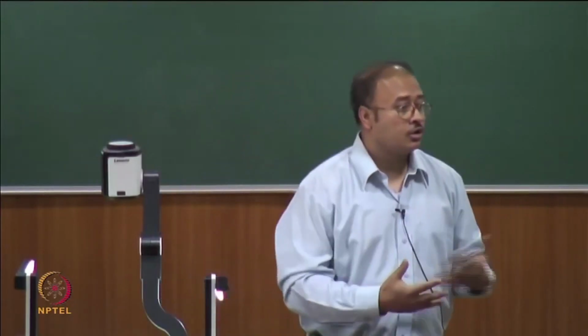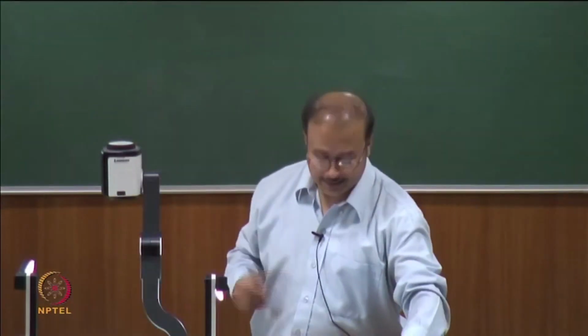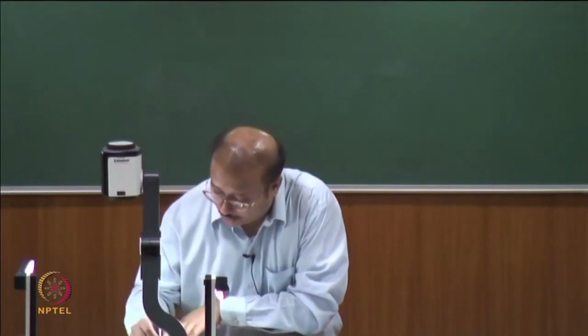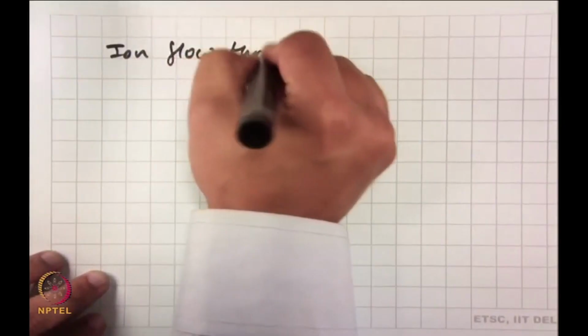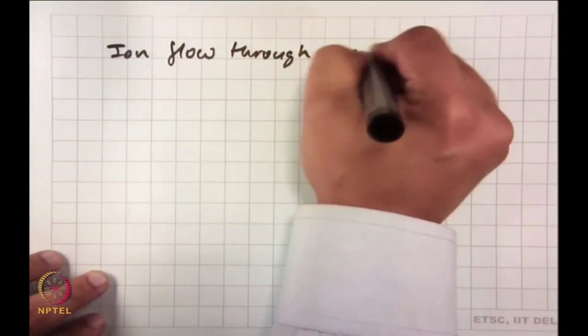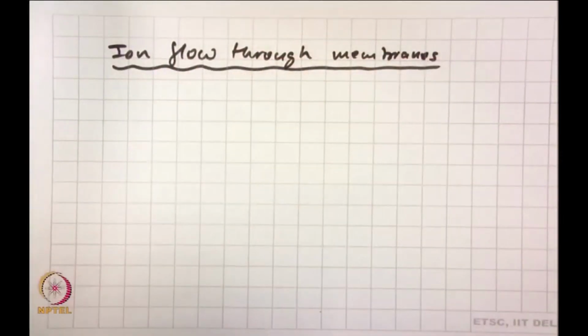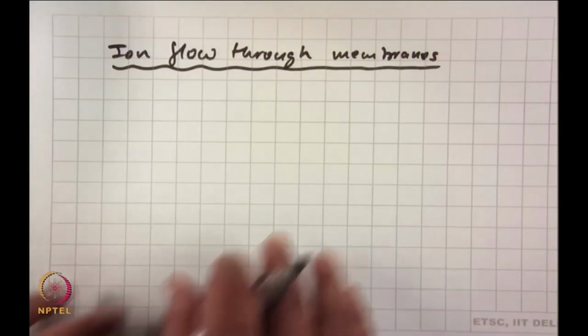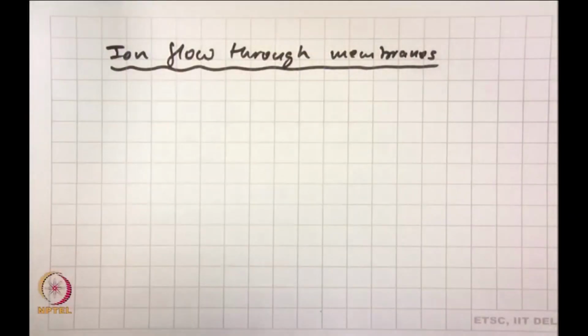Okay. Now, where do we go from here? Now, going from here is a little detailed, but I will just quickly show you one thing. Let us consider ion flow through membranes. See, both types of ions can flow, positive and negative, right. Both types of ions can flow.